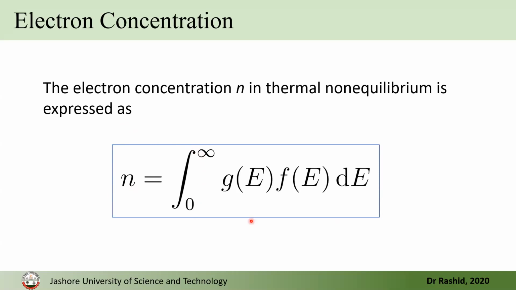Now, if we integrate the product of the density of state and the Fermi-Dirac function from 0 to infinity, we will have the number of carriers, that is, the concentration of the carriers. Remember, this is the number of states per unit volume per energy. So we have the number of carriers per unit volume. That means this is the concentration, or the density, of the carriers.